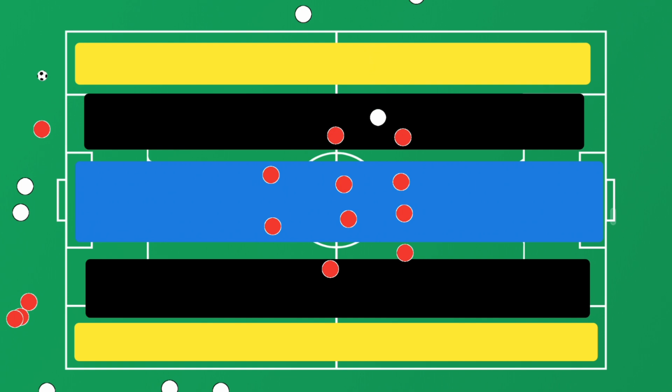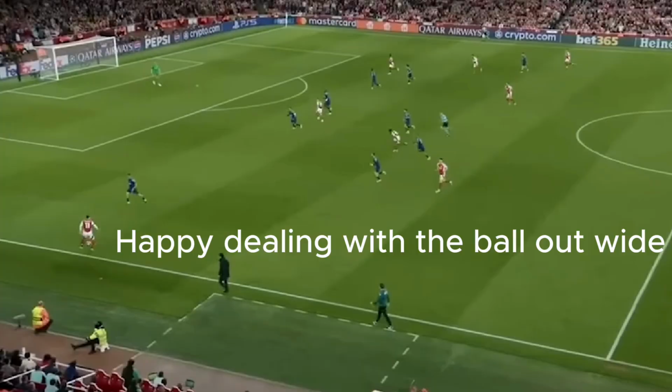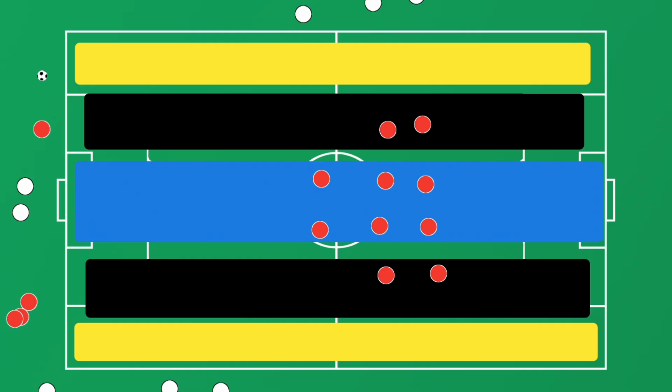But if they are in the central spaces or in the half spaces, especially very close to the goal, there's more chance of them scoring a goal. So that's the reason why when we defend in the mid block, or defend in any sort of block, we want to limit the space in the middle of the pitch. So the formation doesn't really matter.